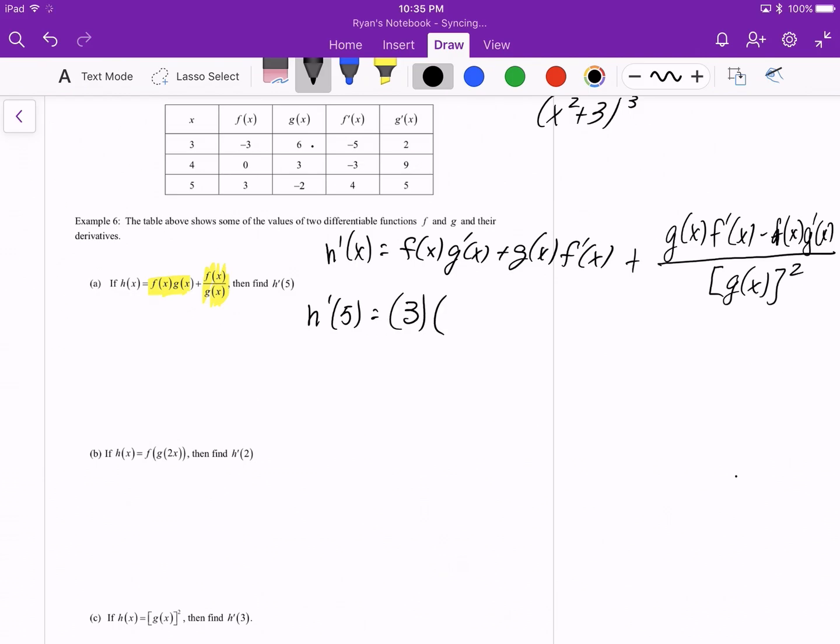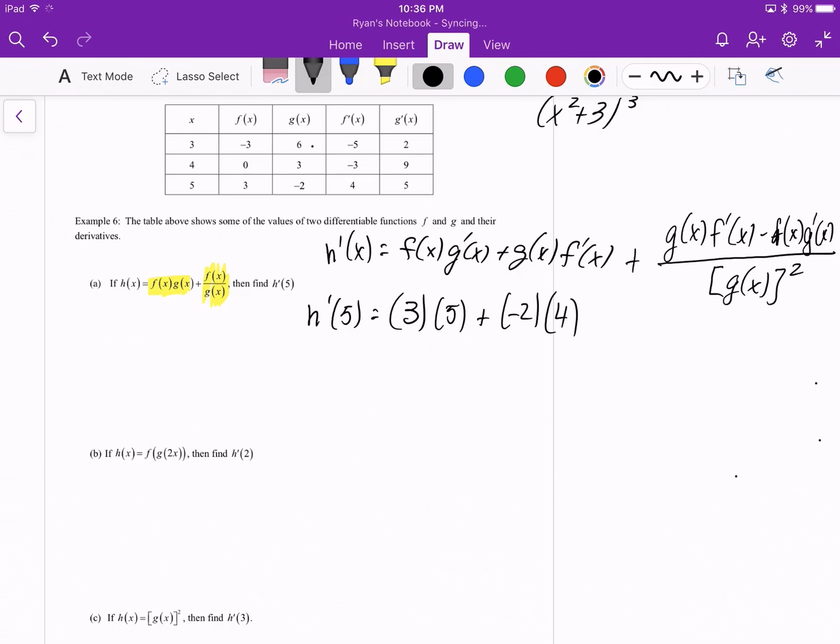Multiplied by g prime of 5, and g prime of 5 is negative 2. Okay, getting those numbers from the table. Plus g of 5. I'm sorry, I made a mistake here, didn't I? So let's back up. g prime of 5 is 5, not negative 2. So 3 times 5 plus g of 5, which is negative 2.